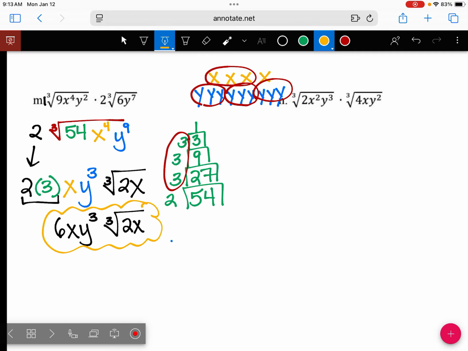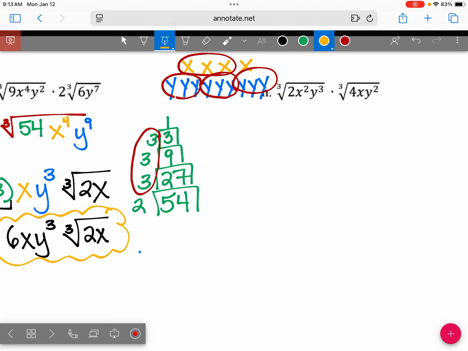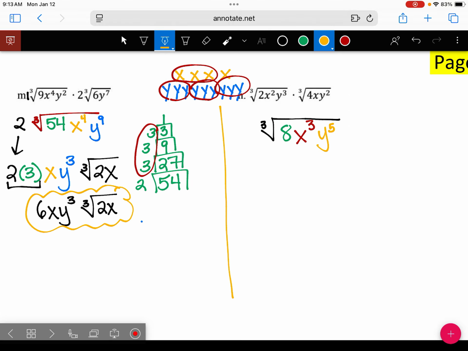All right, let's go ahead and look at N. Let's go ahead and multiply that. So we only have ones on the outside. So when I multiply what's underneath, I have 2 times 4, which is 8. How many x's do I have? That one has 2 and this one has 1. So how many is that? 3. And then how many y's? 5. Go ahead and build your cake with the 8 and circle your groups.